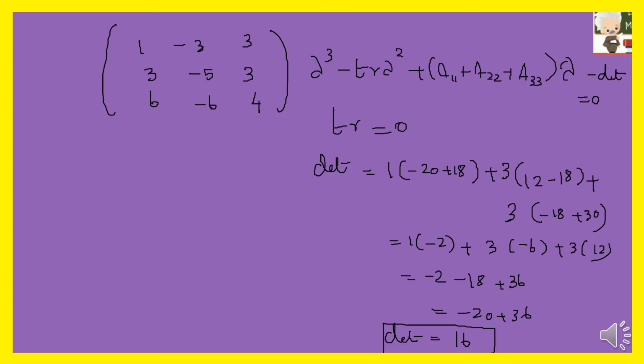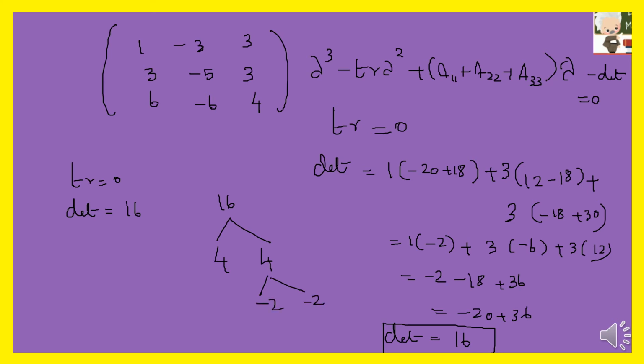Okay, now I've got my trace and determinant. I've got my trace as 0 and my determinant as 16. So instead of substituting in this equation and again consuming more time, I'm going to use another trick. So it is 16, right? How can I write 16? I can write it as 4 and 4. Again, I can split this and write it as minus 2, minus 2.